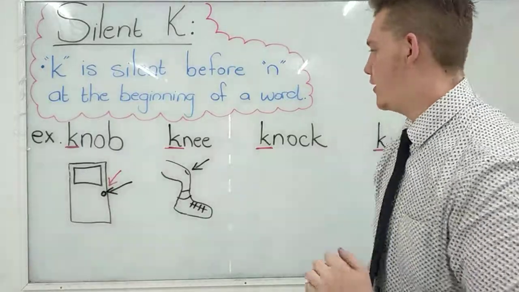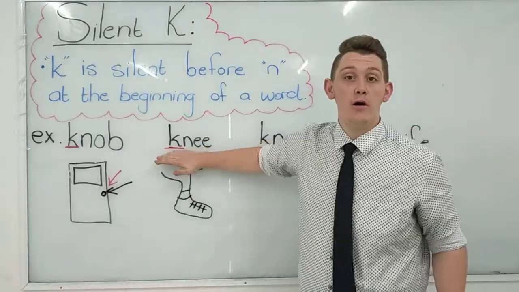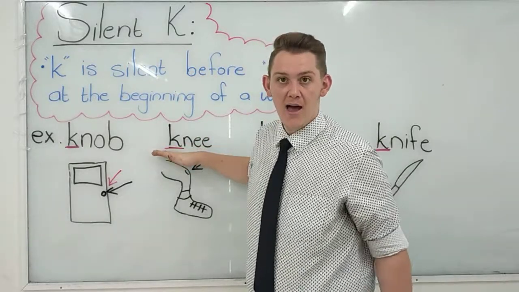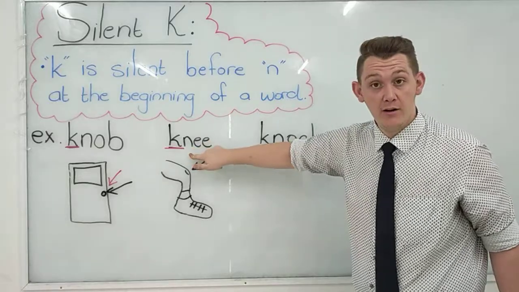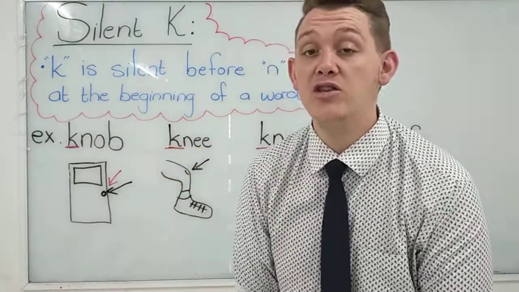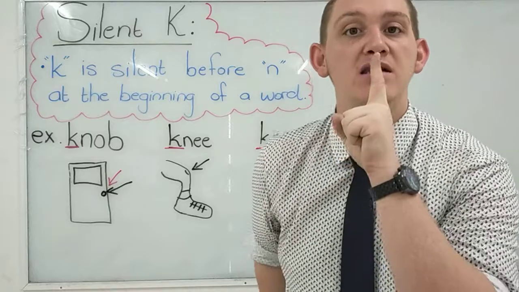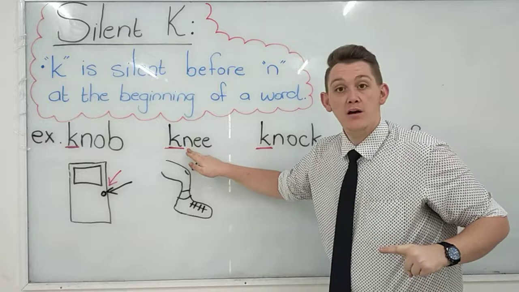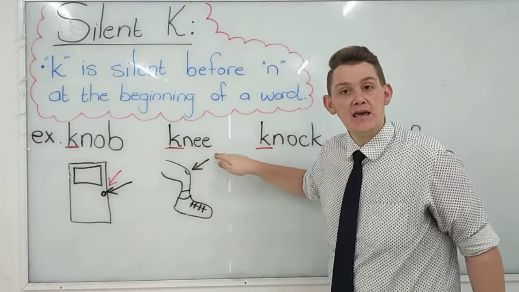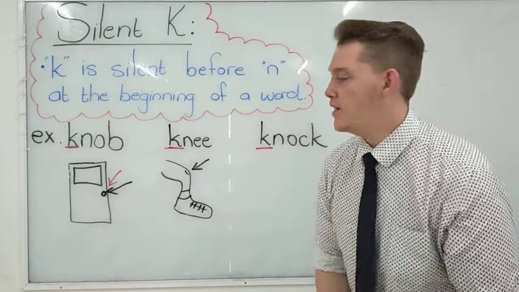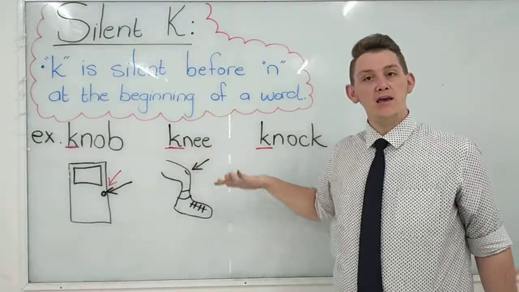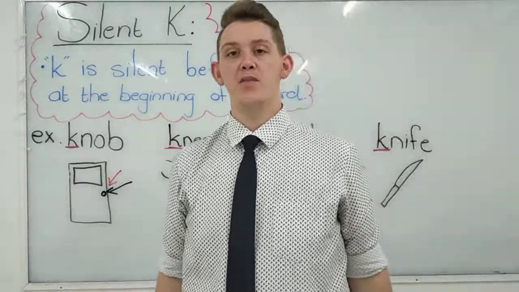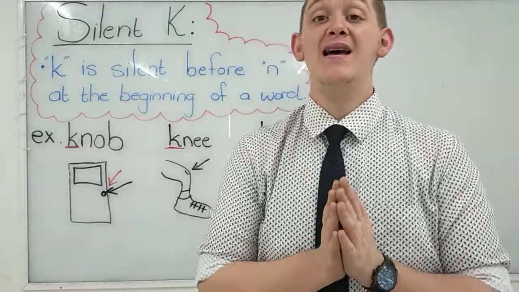Our next word. It starts with the letter K and it has a letter N. So the letter K is going to be silent. So let's not spell K. N, E, long E, double E. N, E. I want everybody to say knee. Can you say knee?